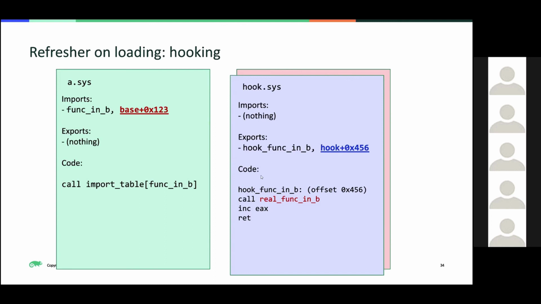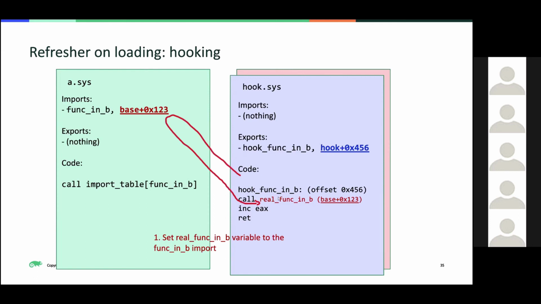So the first step that hook needs to do is store the current value of where function b is, the real one. For this, you look into memory, you look for a.sys in memory, you parse the header there because it's still there when you load it. You look for this entry in the table, look for the current value, and you store it in the variable in hook called real function b. So now we have this address here. So that's the first step.